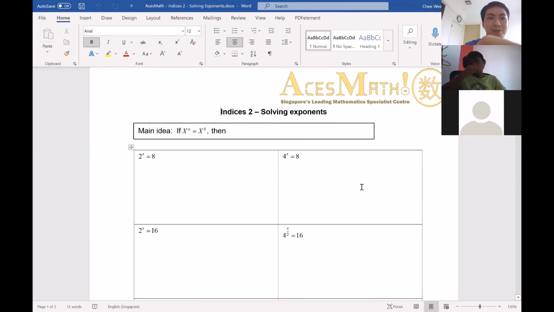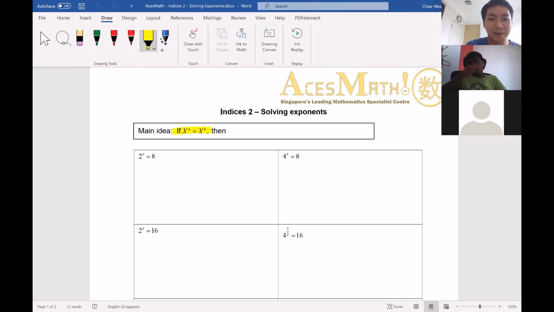Imagine if you have x to the power of a is equal to x to the power of b, right? Then surely the only logical implication must be that a must be equal to b. Okay, and you will use this idea to solve indices questions again when the algebra or the unknown is a power, which we call exponents. Exponents means the power in general, okay?